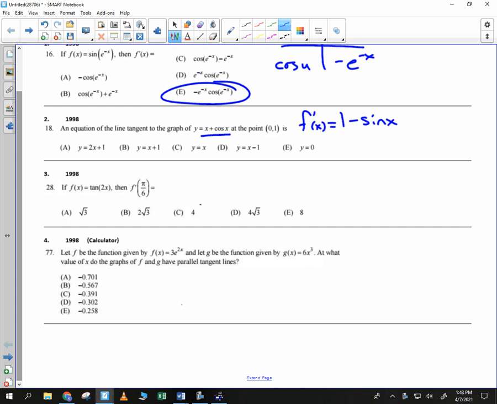So let's plug in 0. Anybody know what the sine of 0 is? Good, it's 0. And so 1 minus 0 is 1. So that's your slope. So which equation up here has a slope of 1 and a y-intercept of 1? That would be letter B.